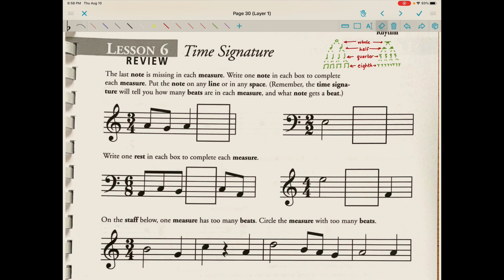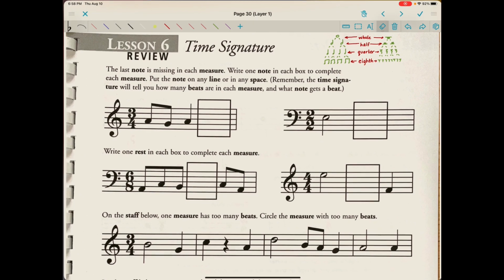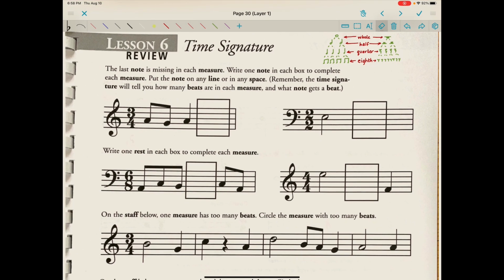So it says the last note is missing in each measure. Write 1 note, 1 single note value in each box to complete each measure. Put the note on any line or in any space. Remember, the time signature will tell you how many beats are in each measure and what note gets a beat. Okay, so first of all, we have to just decode this. Now, in time, you will just do this all automatically in your head. But for now, it's very much going to need to be something we think through.